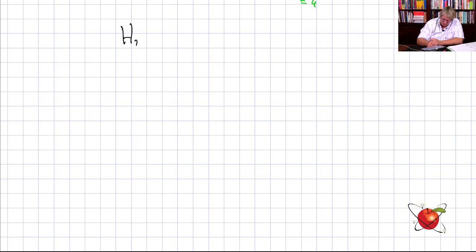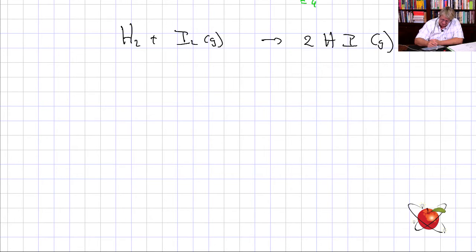H2 plus I2. Okay. H2 plus I2, both gases in this case, are going to go to 2HI. Gas, gas, and we can assign oxidation numbers. They're elements, which means they have got an oxidation number of 0, all right? And over here, hydrogen is a plus 1 and iodine a minus 1.